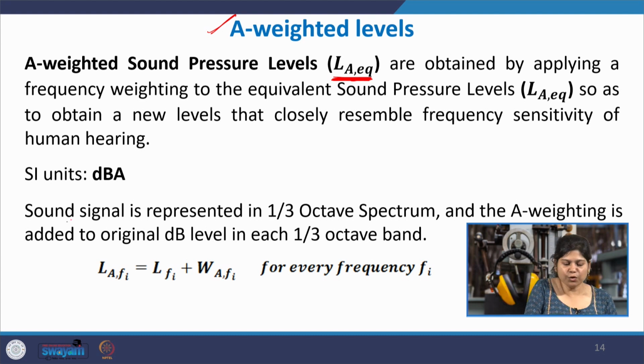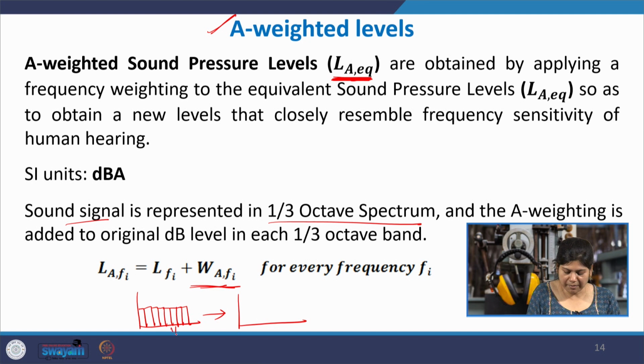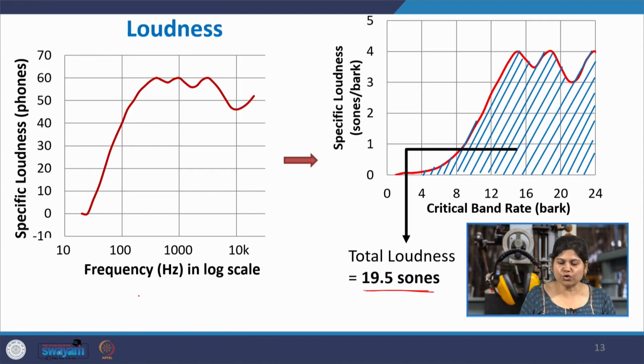So, you represent the sound in 1/3 octave bands and then you apply a frequency selective filter to it. How should this filter look? It is like you are applying some weight to every level at every frequency band. If this is your original waveform in the 1/3 octave bands, now you add some factors to each level, these W_i to each frequency band, so that it mimics human hearing, and this is what human hearing is like.